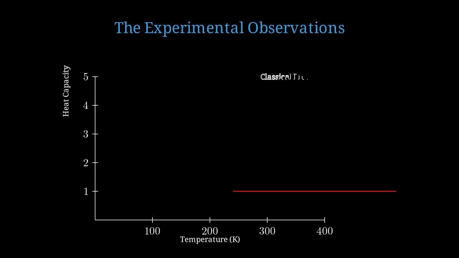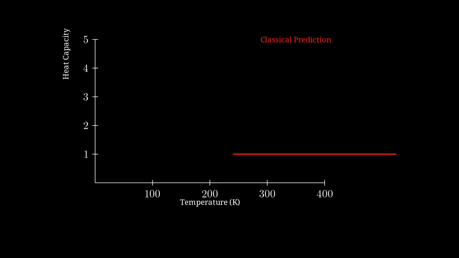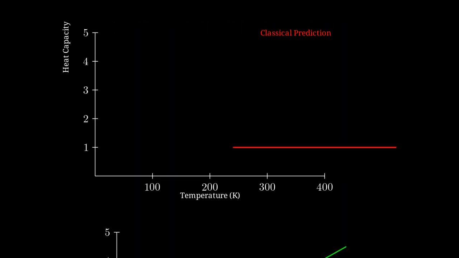Here's a graph showing temperature on the horizontal axis and heat capacity on the vertical axis. The red line shows the classical prediction, which says heat capacity should be constant at all temperatures. But the measured data, shown in green, tells a very different story. At low temperatures, the heat capacity is much smaller than predicted. It increases gradually as temperature rises.